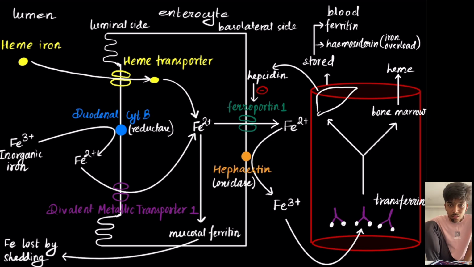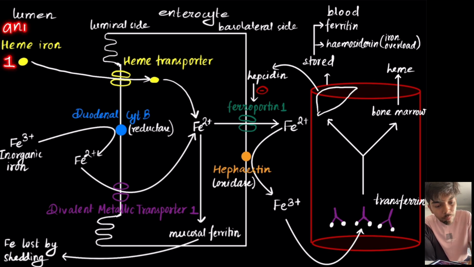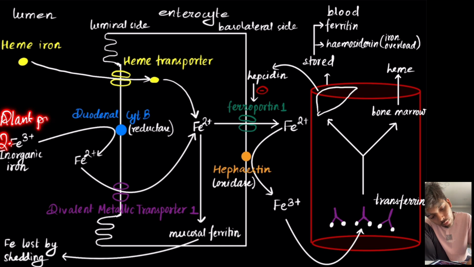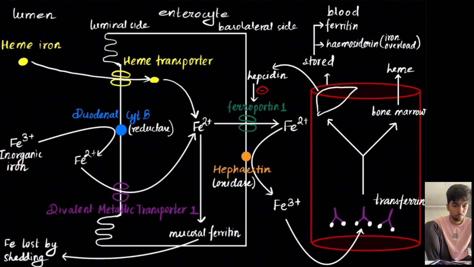Now let's look at the story of iron absorption. When you take in iron, you can take two different forms. Number one is the iron obtained from animal product, which I have shown in yellow. This is the heme iron. Number two is the iron that you can take from plant product, which is the non-heme or inorganic iron.